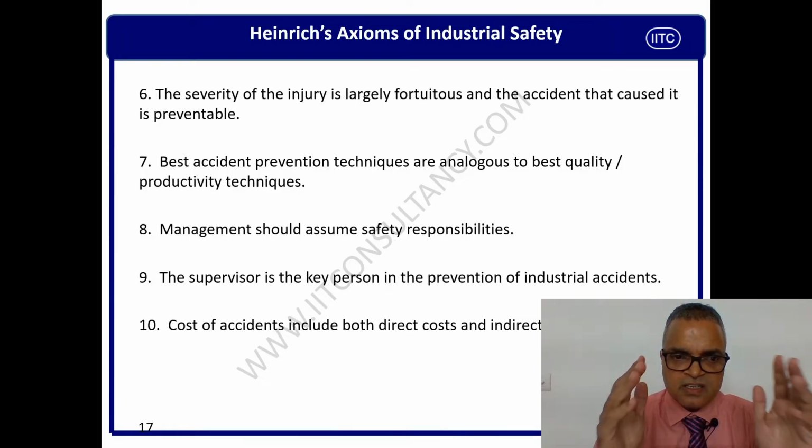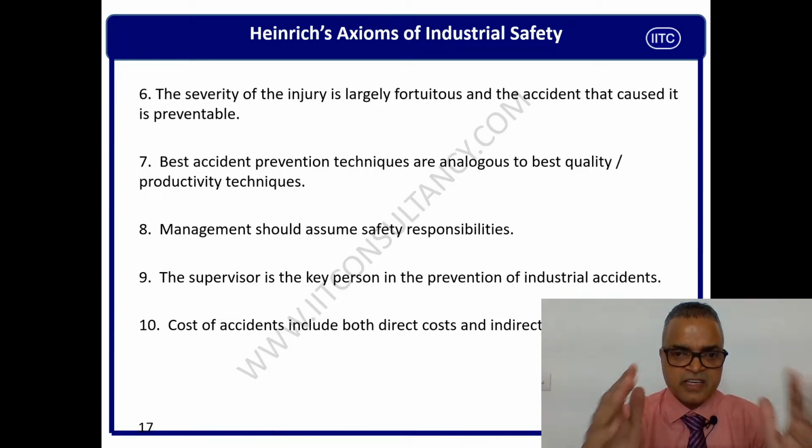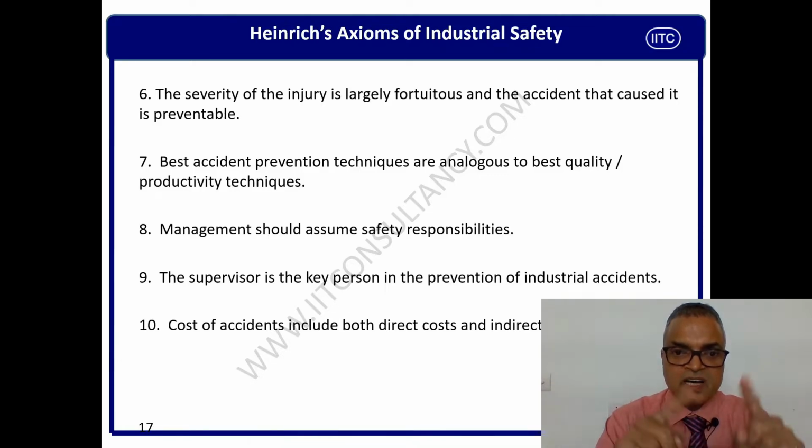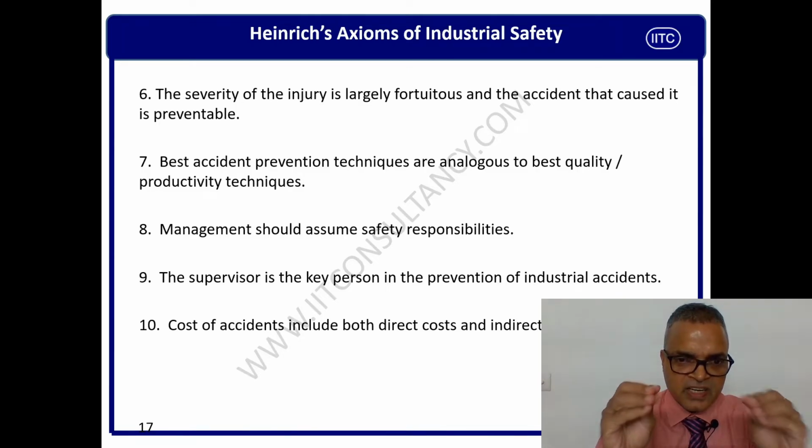The cost of accidents includes both direct cost and indirect cost. Guys, we have seen in modules 1 and 2 what we mean by direct cost, what we mean by indirect cost, and what the ratio between direct cost and indirect cost is. I would encourage you to please go through module 1. It is hardly a 20-minute session, so that you can get a complete idea about how to identify direct cost and indirect cost. The ratio of direct cost to indirect cost is 1:10.